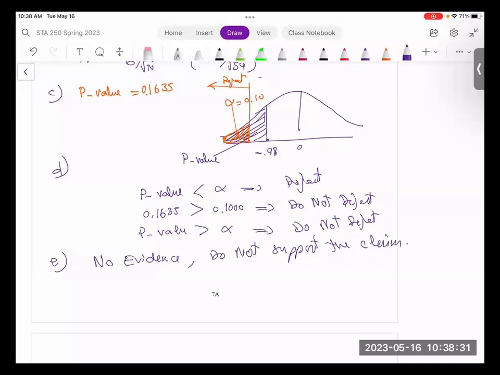This should be a standard statement, by the way. If you want to go back to the question and read what the claim is, you just say, I don't have enough evidence to support the claim that says this and that, which is the mean is less than 200. All right?